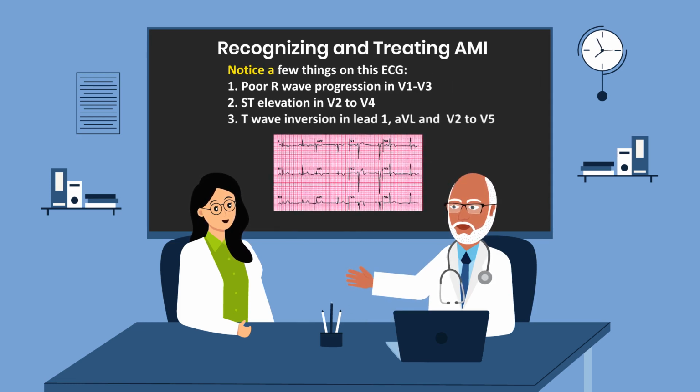Take a look at this EKG. There are a few things to take note of. Number one, there is poor R wave progression in lead V1 to V3. Number two, there is ST elevation in lead V2 to V4. And number three, there is T wave inversion in lead 1, AVL and V2 to V5.